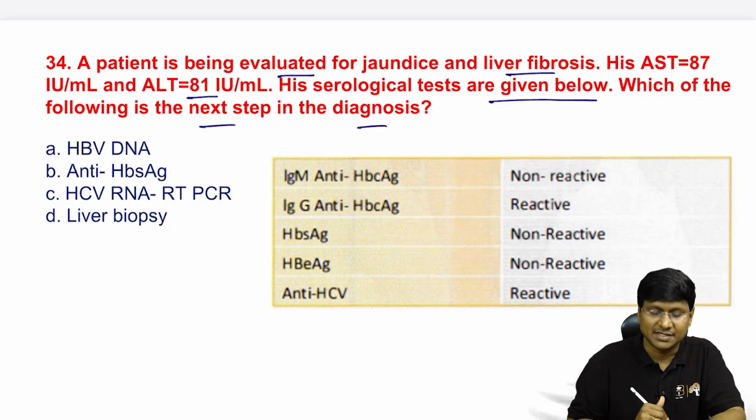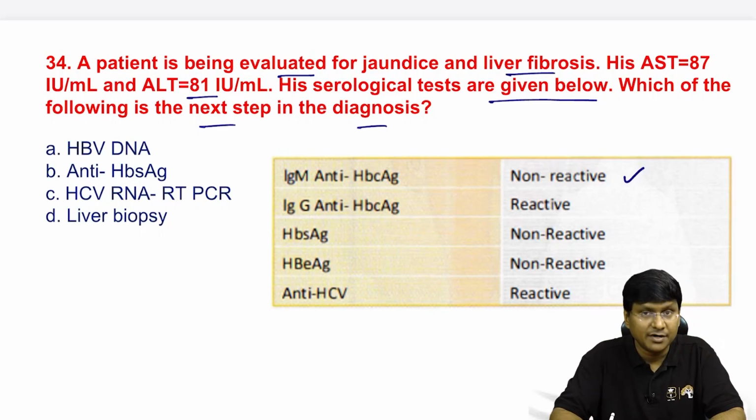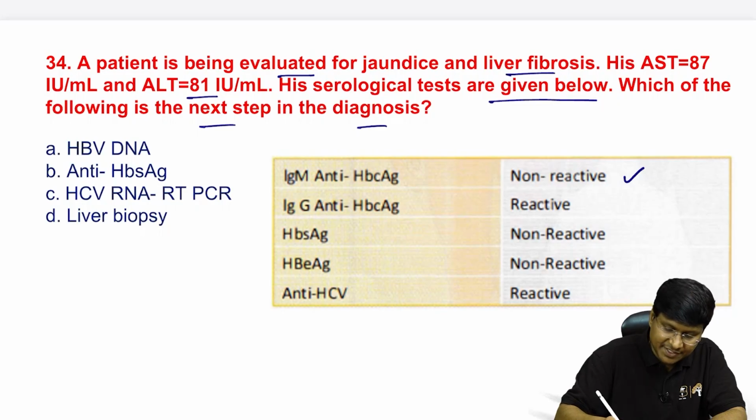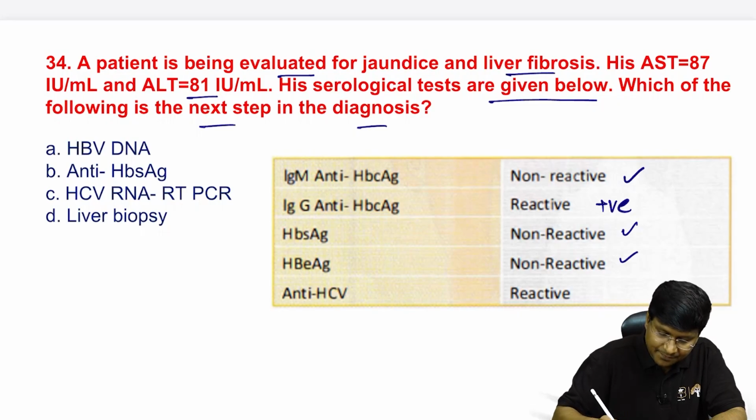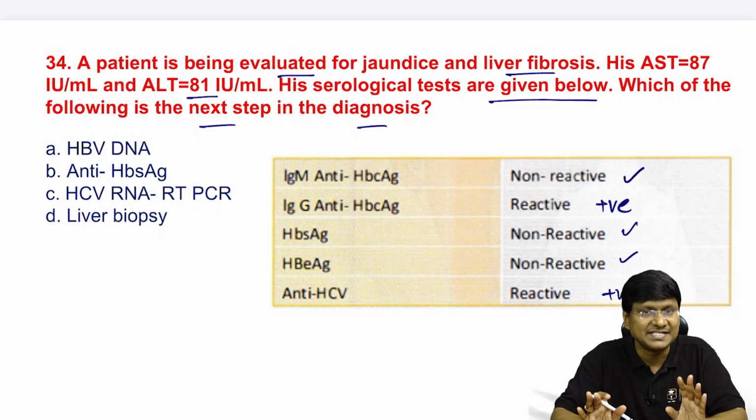So if you take the markers here, what is positive and what is non-reactive in this patient? IgM anti-HBc is non-reactive. IgG anti-HBc, right, that is positive. And HBsAg and envelope antigen are non-reactive. And anti-HCV is reactive. So the patient is having the HCV virus.